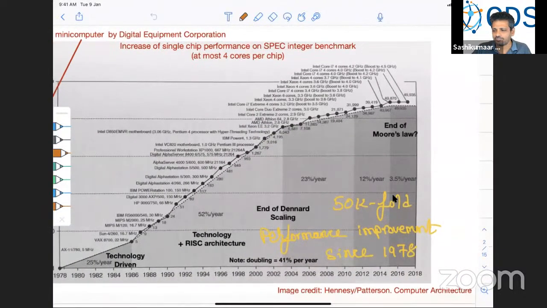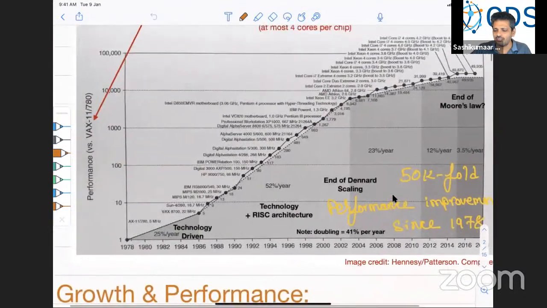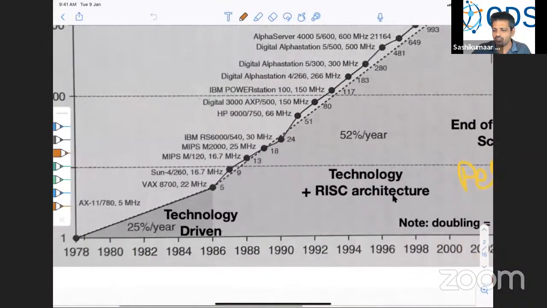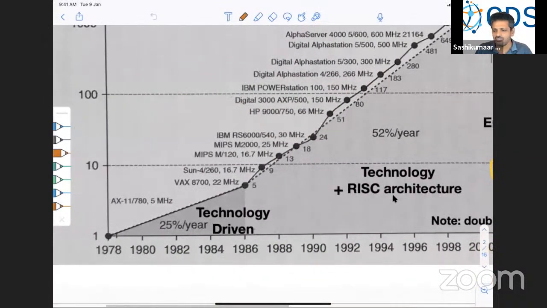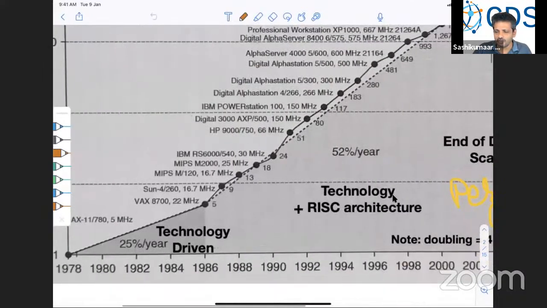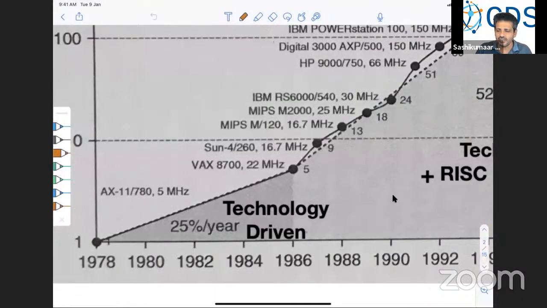Maybe we will go a little bit over the history. I will zoom in here. Somewhere the technology has driven the growth of computing. For example, from 1978 to around 1986, it's all technology driven, and then RISC technology came. If you look at the processors, you start with a 5 megahertz processor, then growing to 22 megahertz, 16.7 for Sun microchip, and then IBM at 30 megahertz. We are talking about the growth; now we are talking at gigahertz.